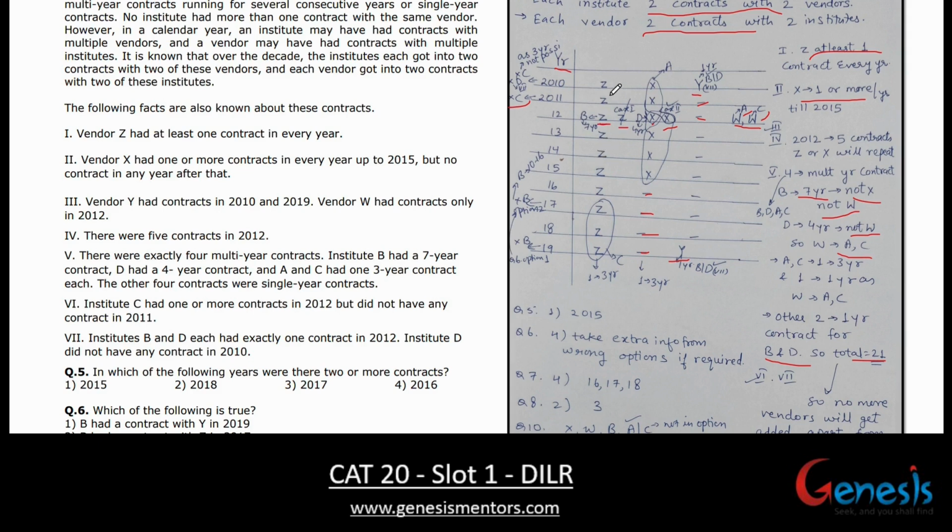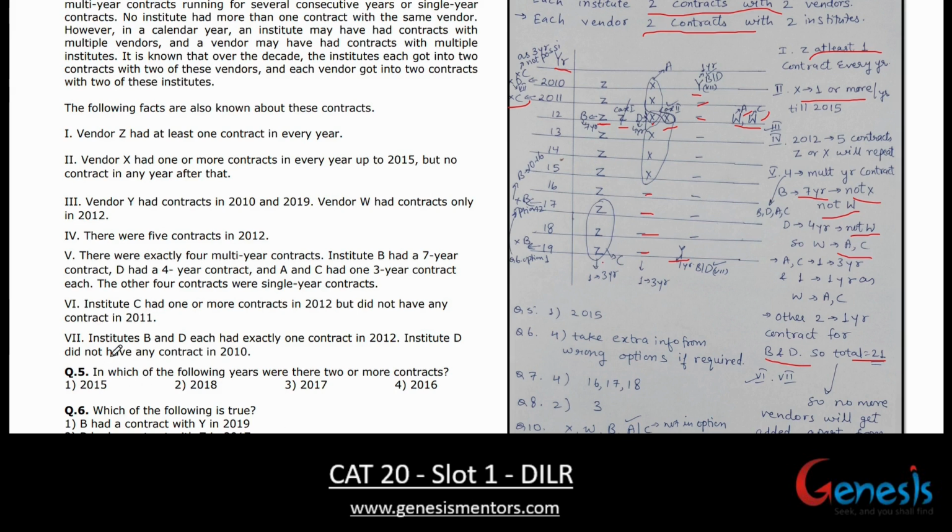But we can't say it. Yes, it should be this, but we can't say whether this is a 1-year contract or a 7-year contract for B, right? If this is the 1-year contract of B, then 7 years we will get from 13, 14, 15, 16, 17, 18, 19, right? That is possible. If it is a 7-year contract, then it can be either from 2010 to 2016 or 2012 to 2018, right? Anything can be possible. As of now, we don't know.